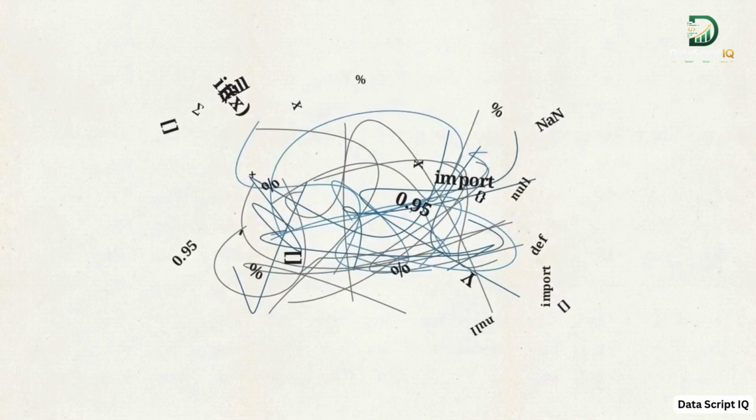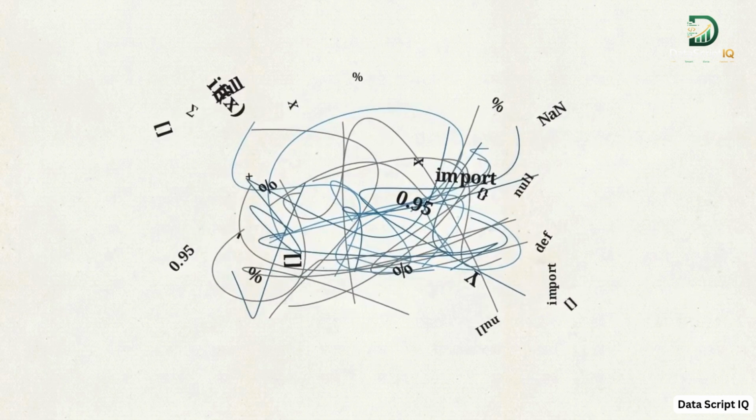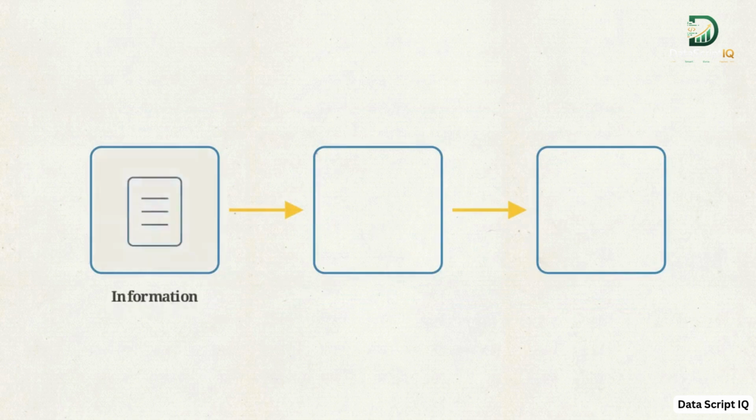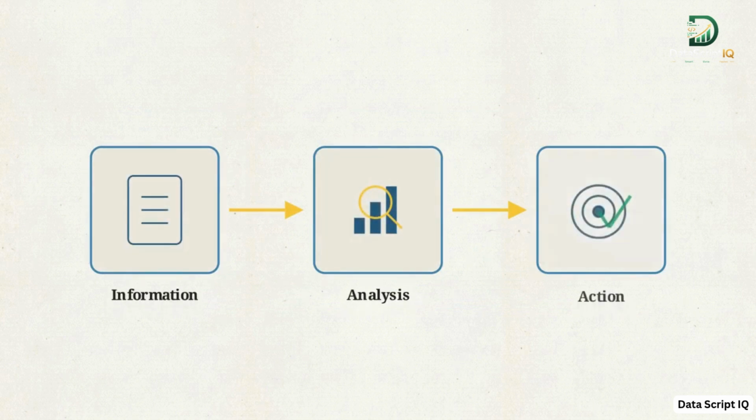Data science doesn't have to be a confusing mess of complicated algorithms or endless code. It is simply a structured way to turn scattered information into clear, practical actions.